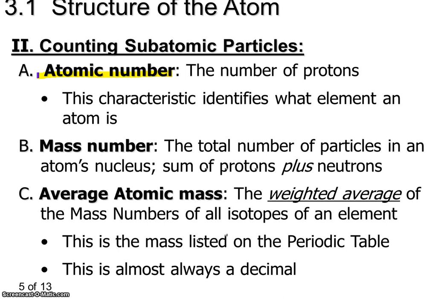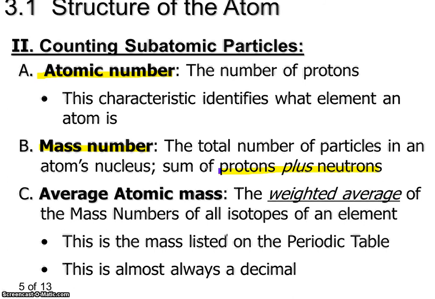So if you look at an element and it has atomic number 3, it's going to be an element or an atom of lithium. If you see an atom and it has 6 protons or an atomic number of 6, we know that that is going to be an atom of carbon. The mass number is the total number of particles in an atom's nucleus. And the way we find that out is it is the sum of the protons plus the neutrons.